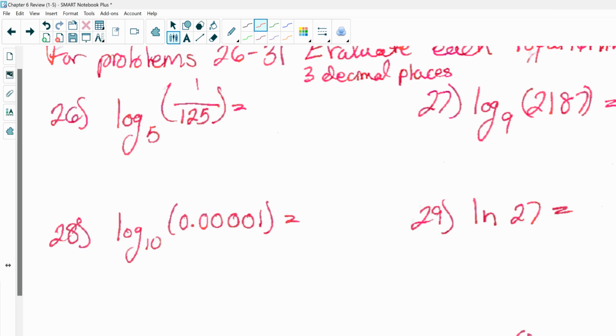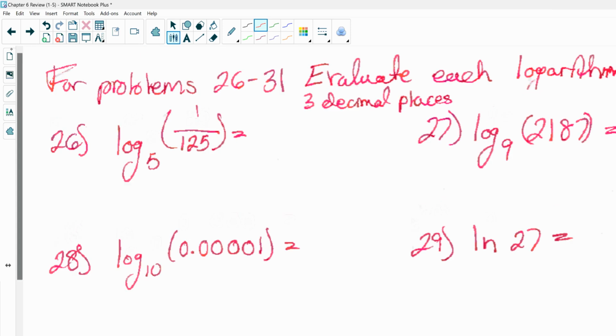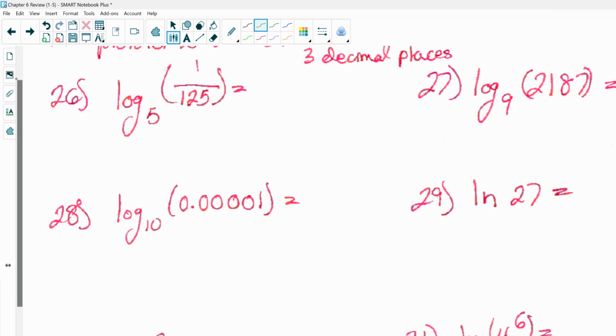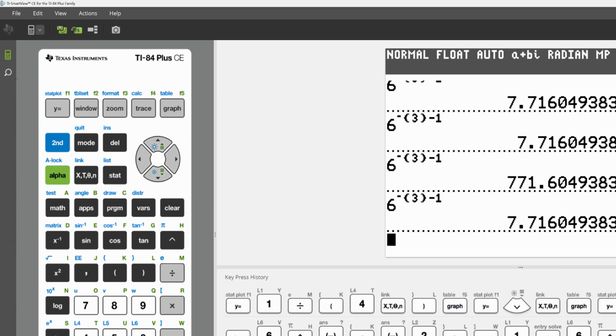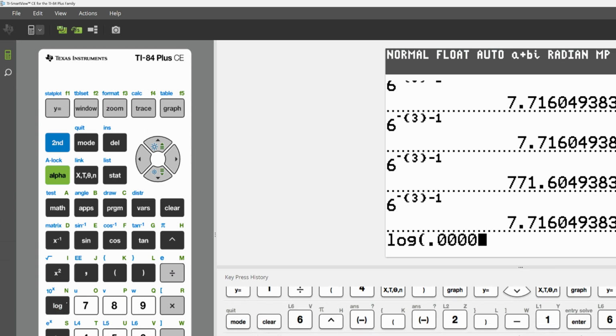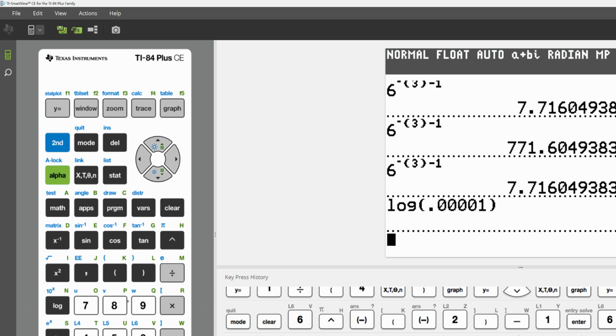Evaluate each logarithm and round to 3 decimal places. Which one of these do we want to look at first? 28. Log base 10 of 0.00001. Whenever the base 10 is understood, it's a common log, yes? So, I'll use a graphing calculator for this. I could say log of 0.00001, yes? Enter. It is -5.